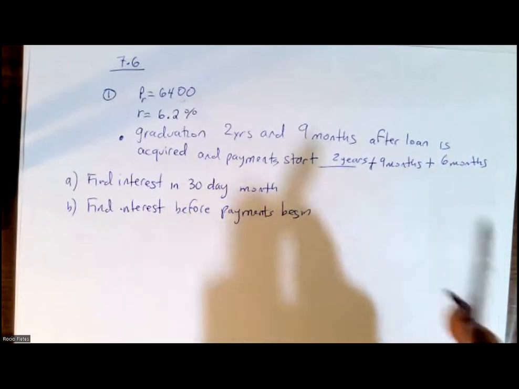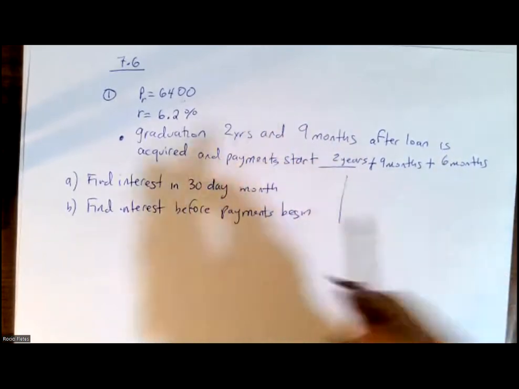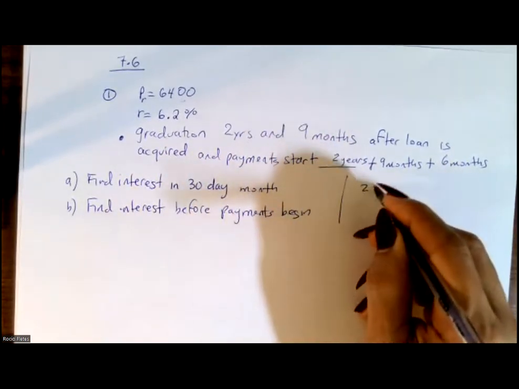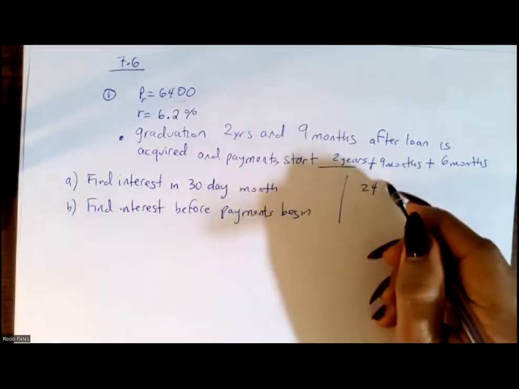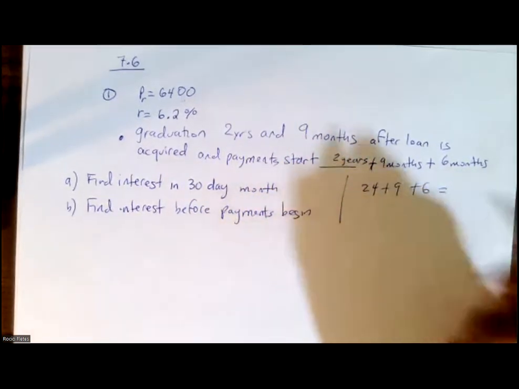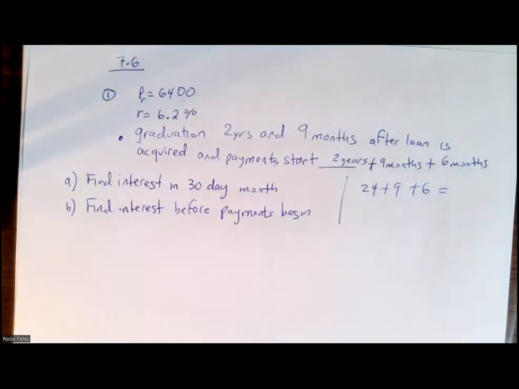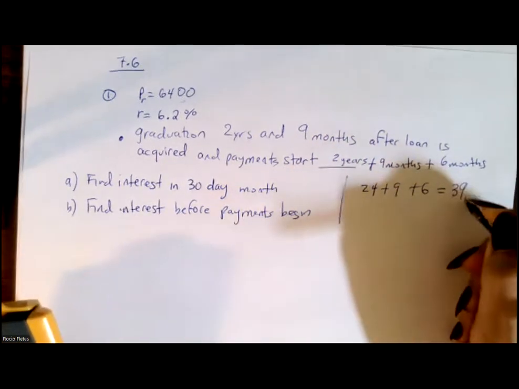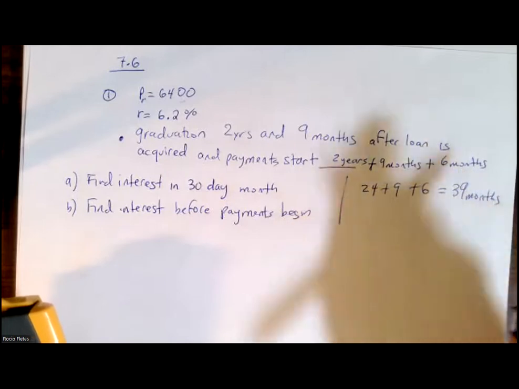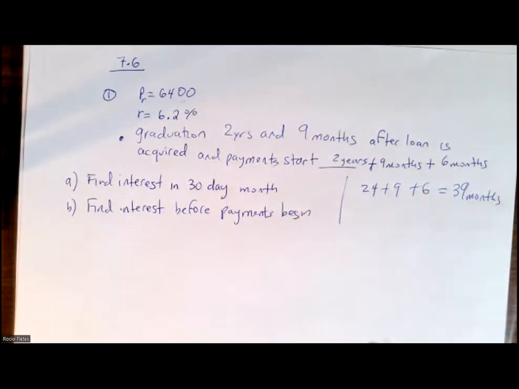So it gives me a total of how many months? 2 years is 24 months. You want to count the months. Plus 9 plus 6, right? And when we count all those months, it gives us 39, I think. So it's 24 plus 9 plus 6 gives us 39 months. This is important because we need to know when do we start making payments.